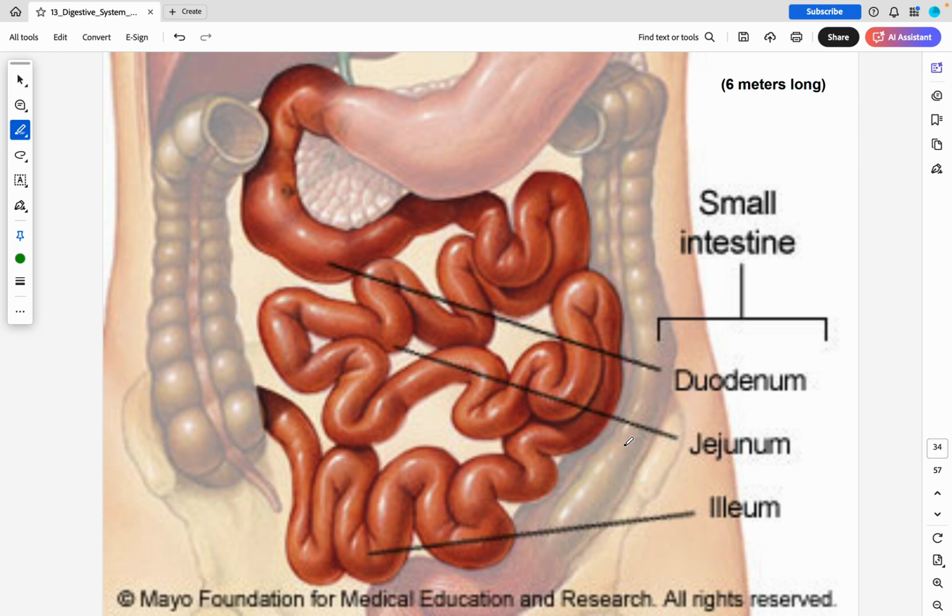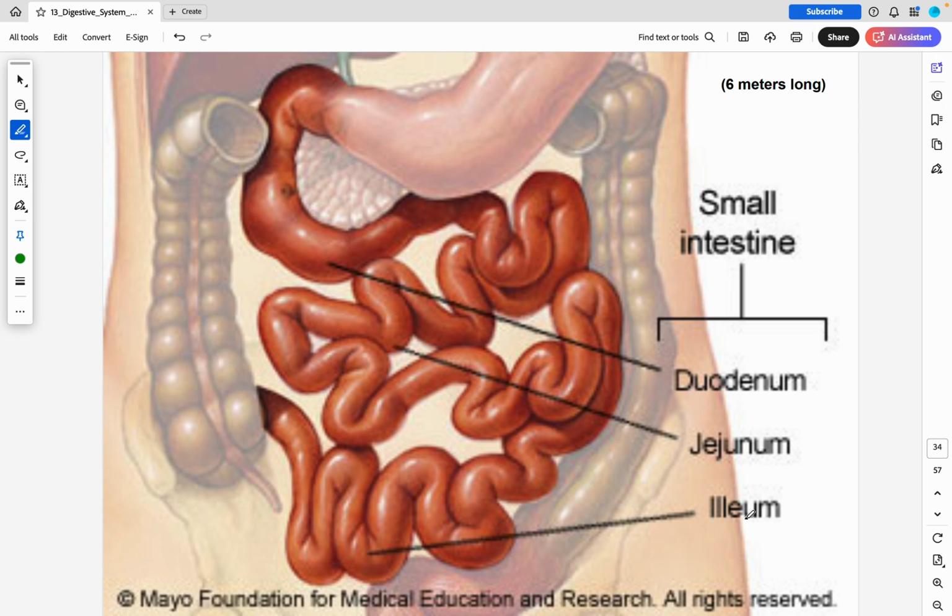The parts include the duodenum, which is the anterior portion next to the stomach, the jejunum, which is a coiled portion in the middle section of the entire organ, and the ileum, which is the posterior, longer portion. It's the remainder and less coiled portion of the small intestine that follows the jejunum.